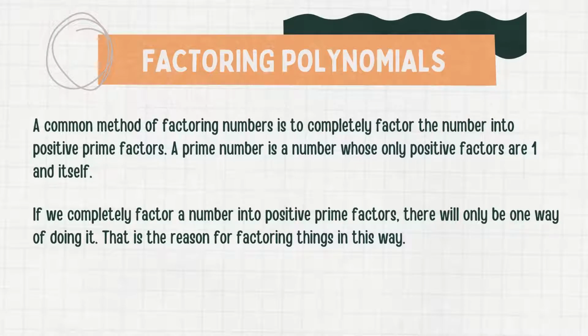A common method of factoring numbers is to completely factor the number into positive prime factors. A prime number is a number whose only positive factors are 1 and itself. If we completely factor a number into positive prime factors, there will only be one way of doing it. That is the reason for factoring things in this way.